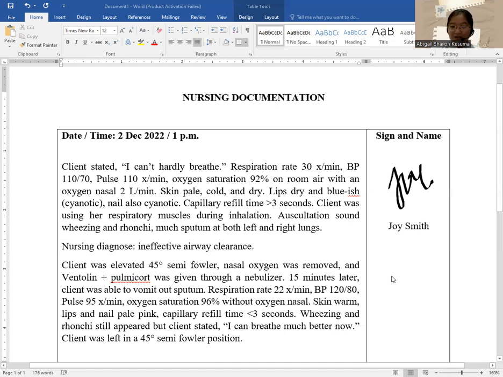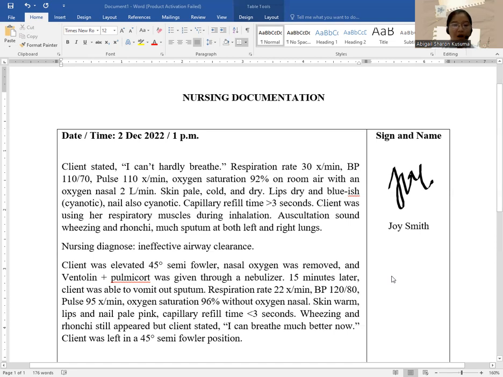than 3 seconds. The wheezing and rhonchi are still there in both lungs, but the client stated, "I can breathe much better now." Then the nurse left the client in a 45-degree semi-Fowler's position.